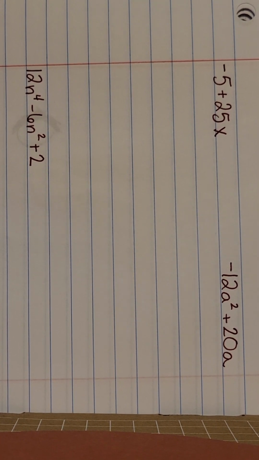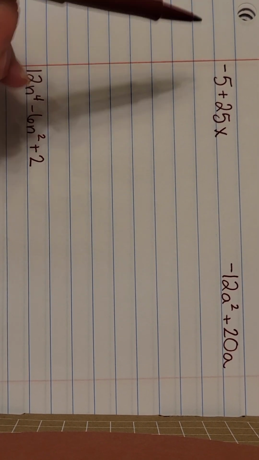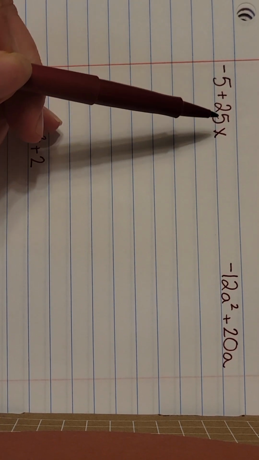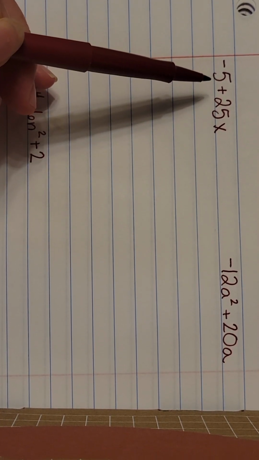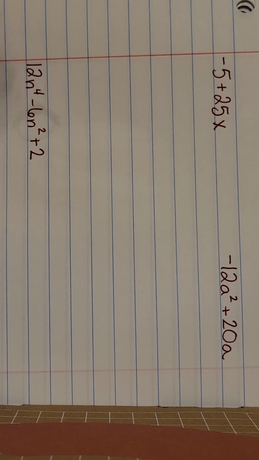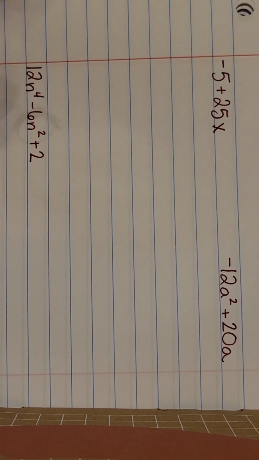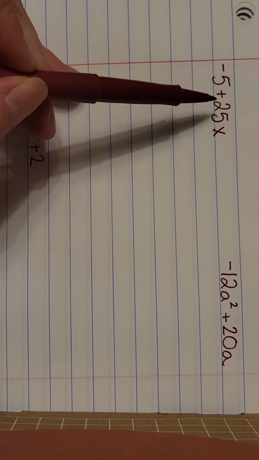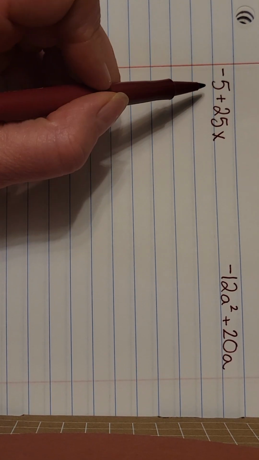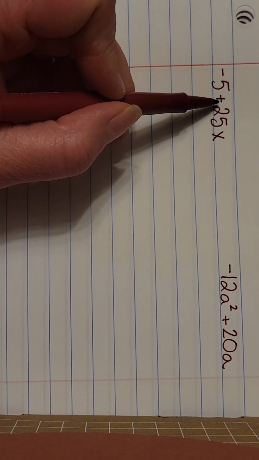Okay, so these ones just say to factor out the common factor. Now remember, the common factor means what do these two terms have in common that we can pull out. It's like we undo the distributive property, okay? So we undo the distribution that already happened, okay?